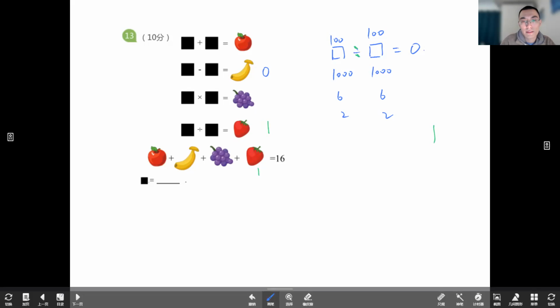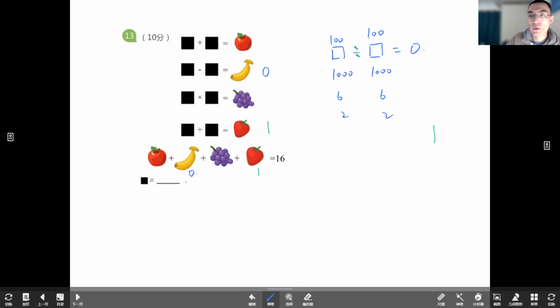So what's left for us is just to determine the apple and the grape. The hard part of this question is that at the current stage in grade 3, you don't have enough knowledge to find the exact value of apple and grape. I will tell you how to find the exact value for the black square, but I will also tell you how you can solve this problem using trials. We plug in some numbers and see if it is the correct answer. So let's have a look.